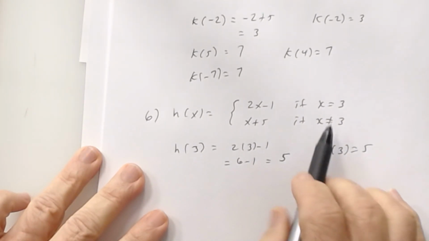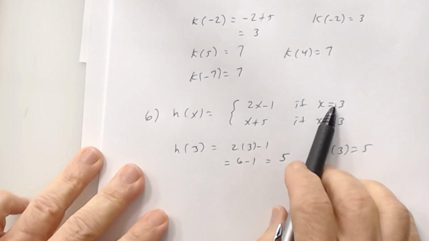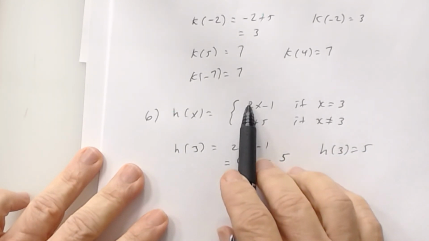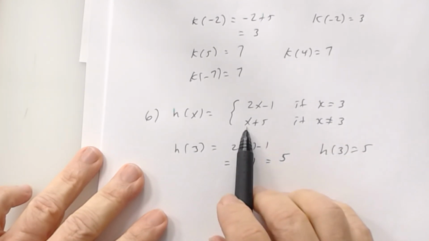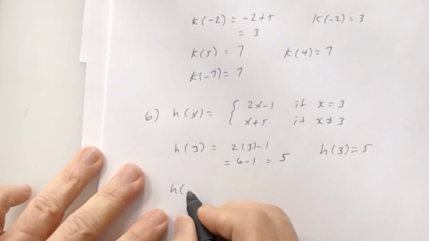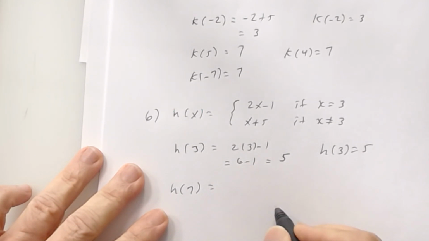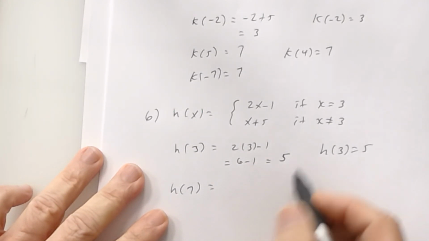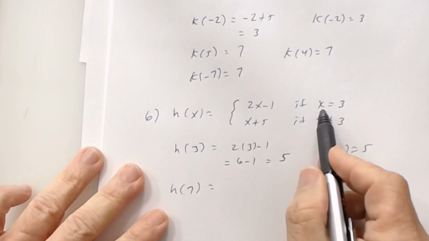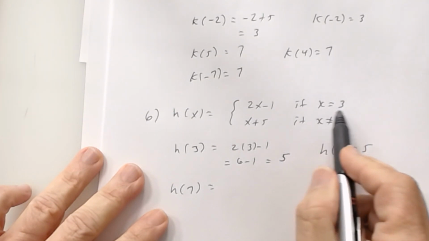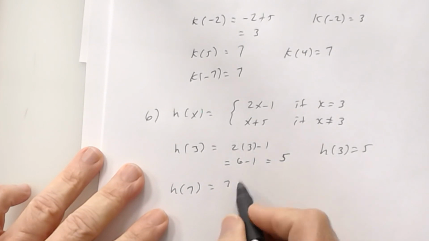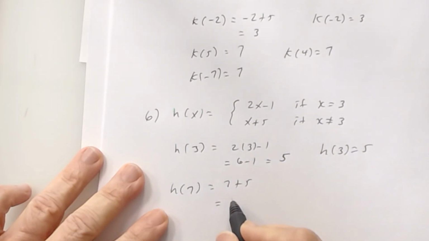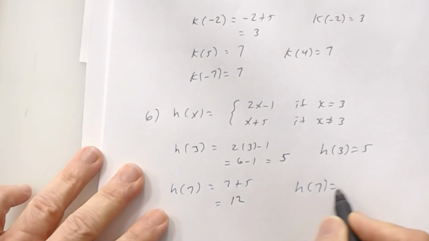Now, if you look at that domain, this says that I use the top one only if x was what? 3. So anything else, I have to use which one? The bottom one. So in other words, if I want to find h of 7, I have to use which one? Bottom. I can't use the top one because that says that I can only use it if x is what? 3. So I've got to use the bottom one. So that's going to be 7 plus 5, which is what? 12.